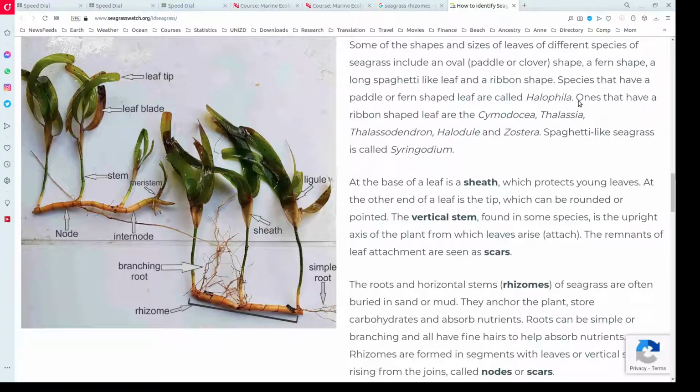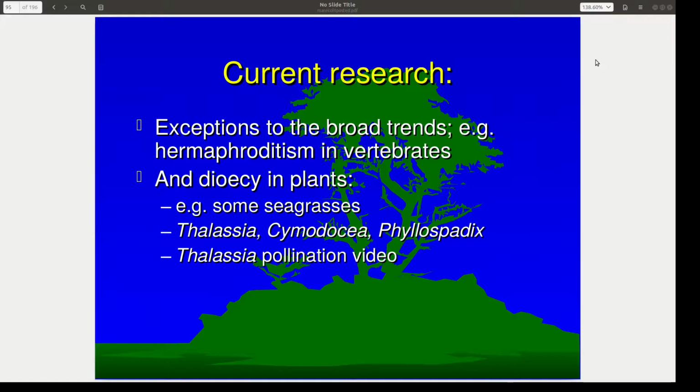So, for example, people looking at hermaphroditism in vertebrates and selfing rates in vertebrates to see what's going on there, and also dioecious plants to see what's promoting the evolution of dioecy in different types of species in different environments. So that's just a capsule summary of sexual systems in the marine environment, the briefest possible summary.